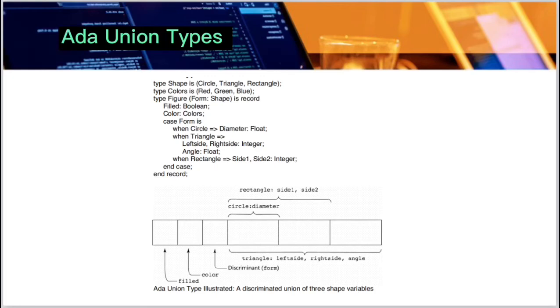End record. Rectangle: Side 1, Side 2. Circle: Diameter. Triangle: Left side, right side, angle. Discriminant: Form. Color field. An Ada union type is illustrated here, a discriminated union of three shape variables.